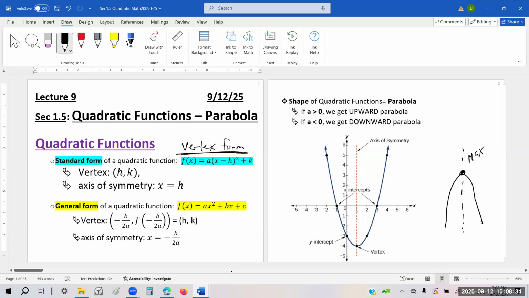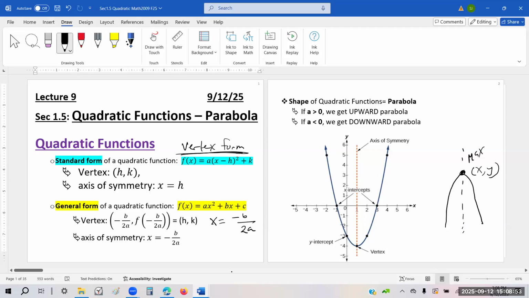Now, since it's general form, we don't see the vertex. So mathematicians came up with a formula to find out the vertex. They said the x value of the vertex is negative b over 2a. That's the x value of the vertex. And every vertex has x and y, both of them. Do you get the point?